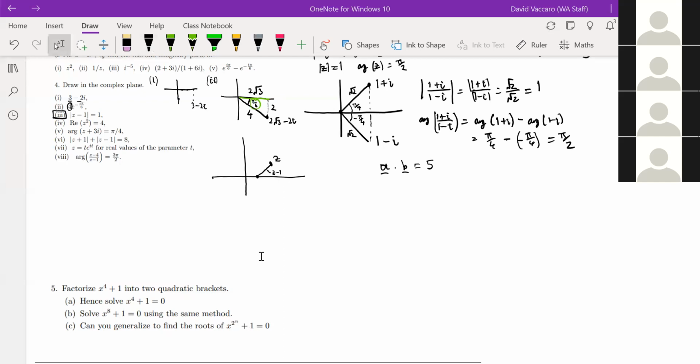Okay, so it's a circle of radius 1 centered on the point 1. So it's a circle which has center (1, 0) and goes through the origin. It goes through the origin, it goes through (2, 0), it goes through (1, 1) and (1, -1).